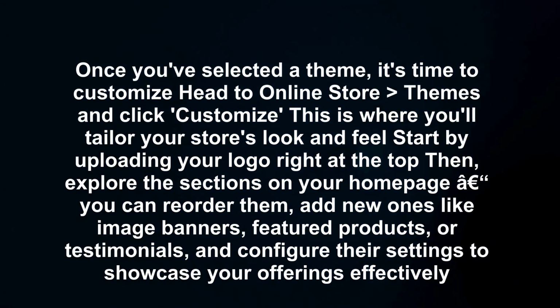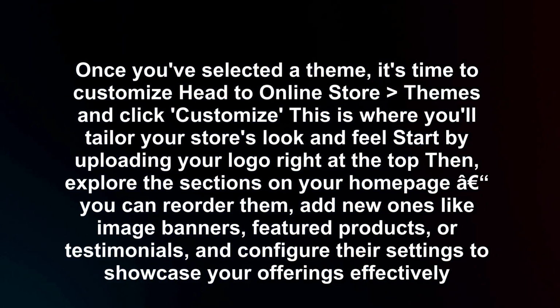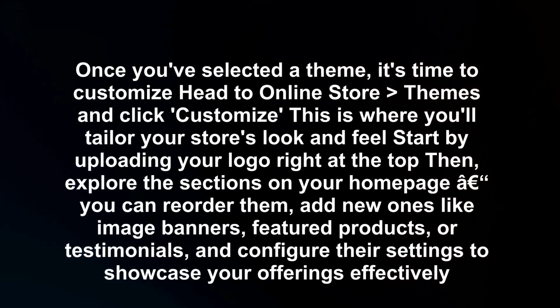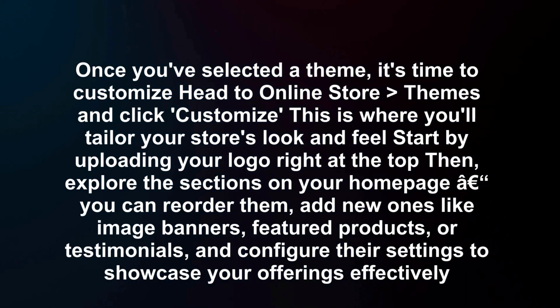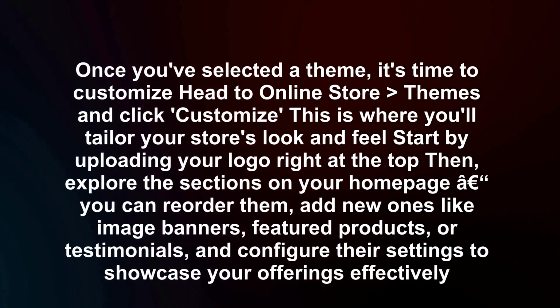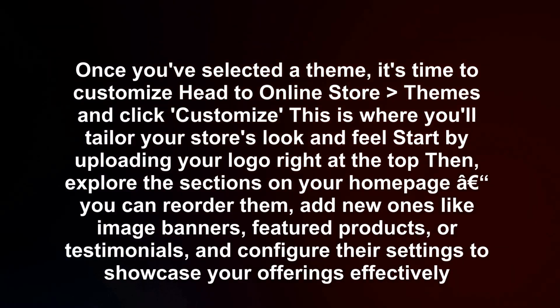Once you've selected a theme, it's time to customize. Head to Online Store > Themes and click Customize. This is where you'll tailor your store's look and feel. Start by uploading your logo right at the top, then explore the sections on your homepage.